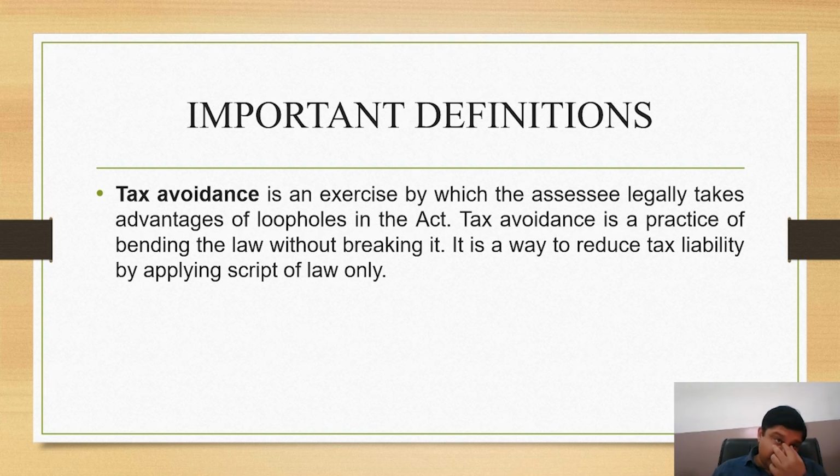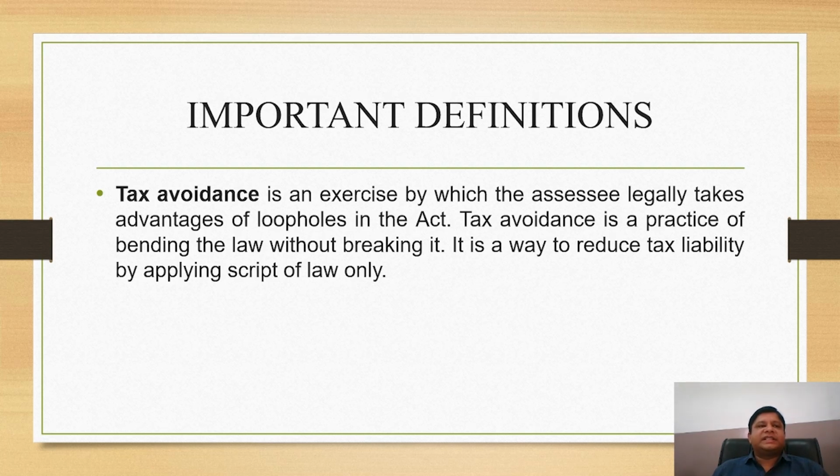So, from a student's point of view, we must know the difference between tax planning, tax avoidance, tax evasion, and tax management. So we will differentiate these terms on some points. First point is feature. Tax planning is a practice to follow the provisions of law within the moral framework. Tax avoidance is a practice of bending the law without breaking it. Tax evasion is illegal both in script and moral. Tax management is the implementation or execution part of the taxation department of an organization.